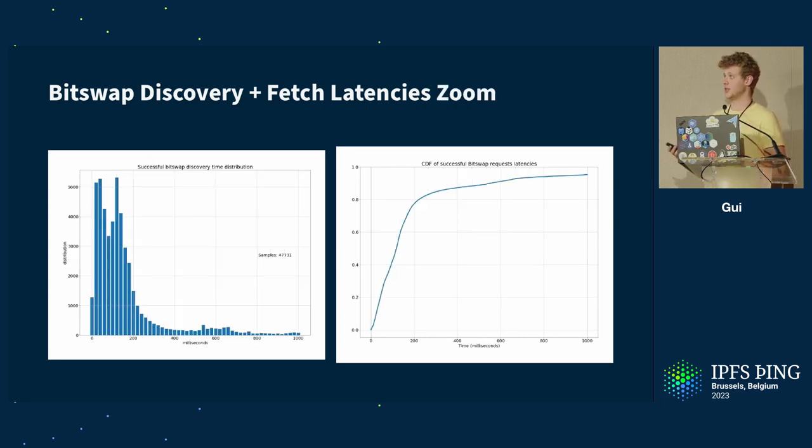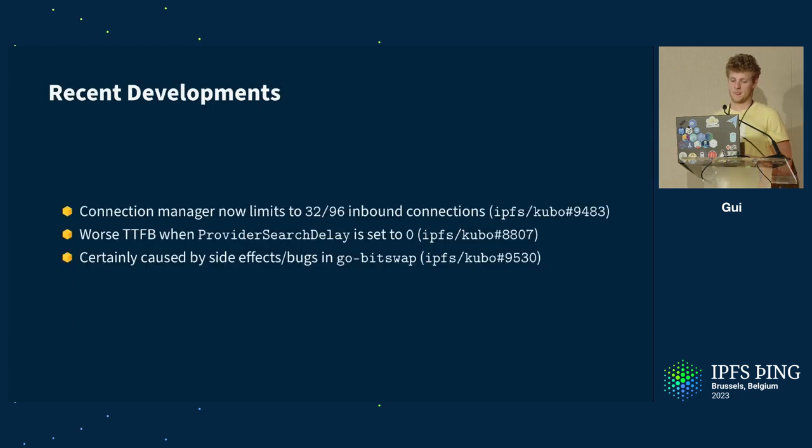And now if we zoom in a little, we can see that most of the content, almost 80%, is obtained within 200 milliseconds, which is very fast. To get the content within 200 milliseconds, it's two RTTs, which means that a node that is located close to you is going to be directly connected to you first and provide you this file. We ran the measurement from Europe. It means that content was available somewhere in Europe, probably, so that we could get it this fast.